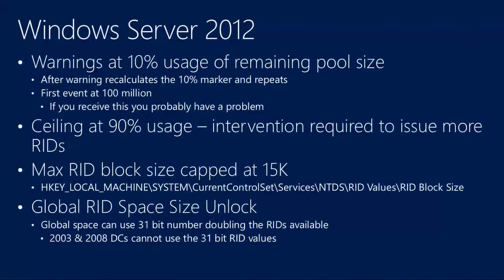So rather than being at an 80% level, they dropped it to 50%. So when you've got 50% usage, it goes off and gets a new RID pool. But what customers used to do is increase the RID pool size so that when they were running the script, they didn't actually run out of RIDs. And you've got global RID size unlock available to you as well. So you've got those options.